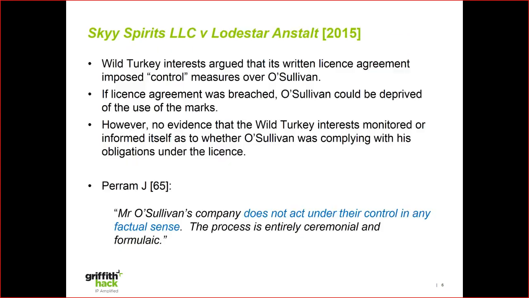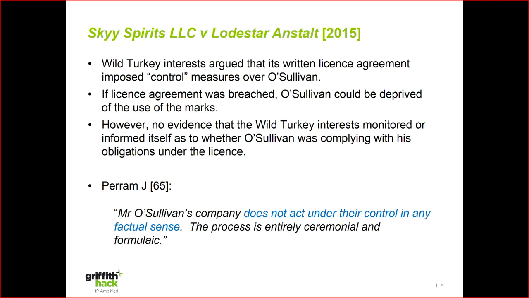So Wild Turkey argued that they had a license agreement in place with Mr. O'Sullivan, and it was a pretty skinny license agreement. It had some provisions about Mr. O'Sullivan not using the mark outside Australia, and it had some requirements that he could not amend or abbreviate the marks. And it said that if they requested, he would need to provide a sample of wines to them, and some analysis would be undertaken to make sure that they were of export quality.